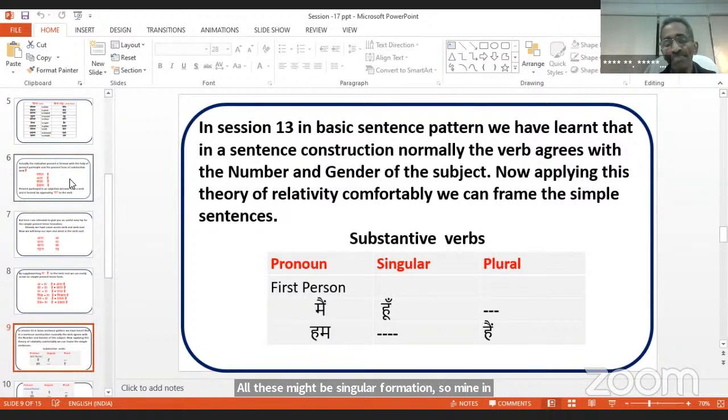Then for hum, it will be hain. So actually the substantive verb is hai. But because of the speciality of the subject main, automatically the verb stands in hoon. Wherever and whenever hum comes as the subject, automatically it will be hain.